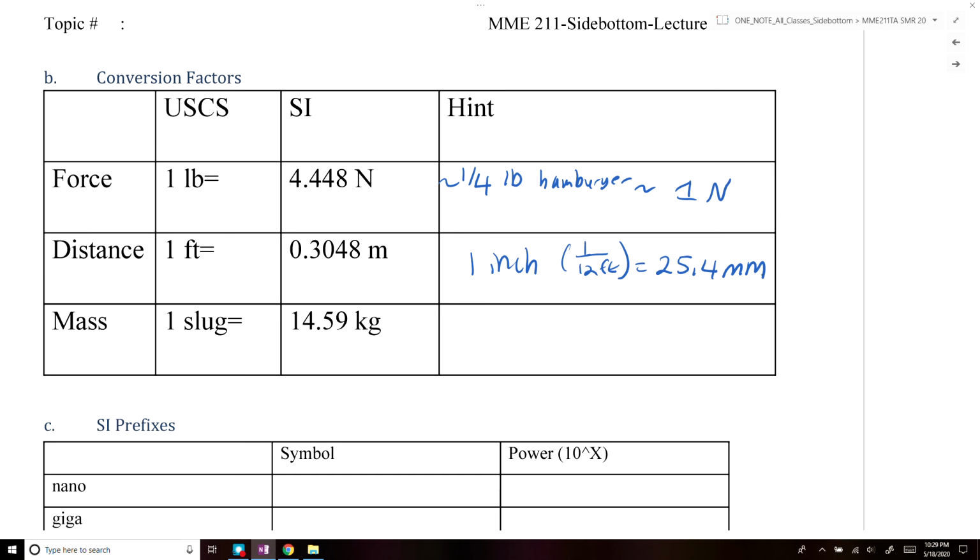Typically, what I would do is, if I had a mass in slugs, I would convert it to a weight in pounds, which is a force. Then I would convert that weight to a weight in newtons, and then I convert that weight back to a mass in kilograms. I think that's a little bit easier sometimes than remembering 14.59.